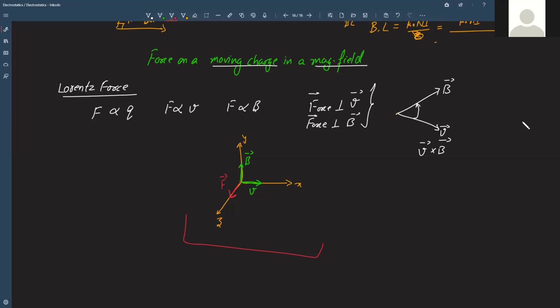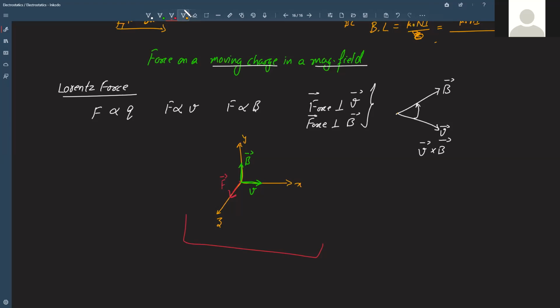Your second finger is actually in the direction of the x-axis, that is towards the right side of your screen, and then the thumb will be actually pointing towards you. So that is the direction of the force, right? So what does it mean?